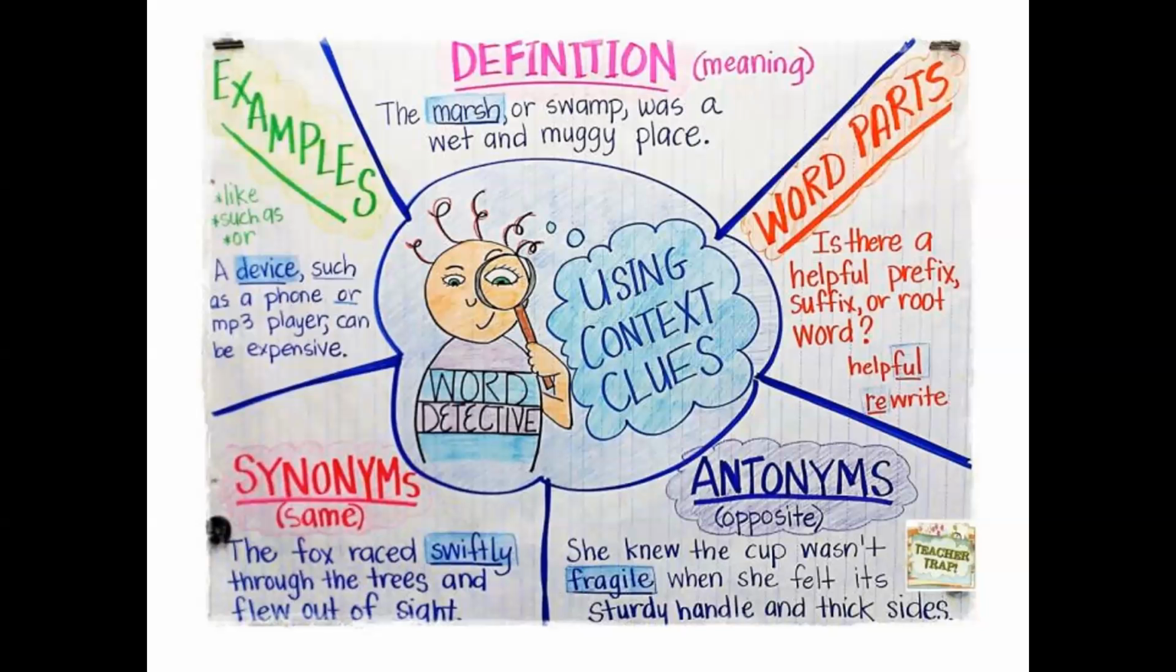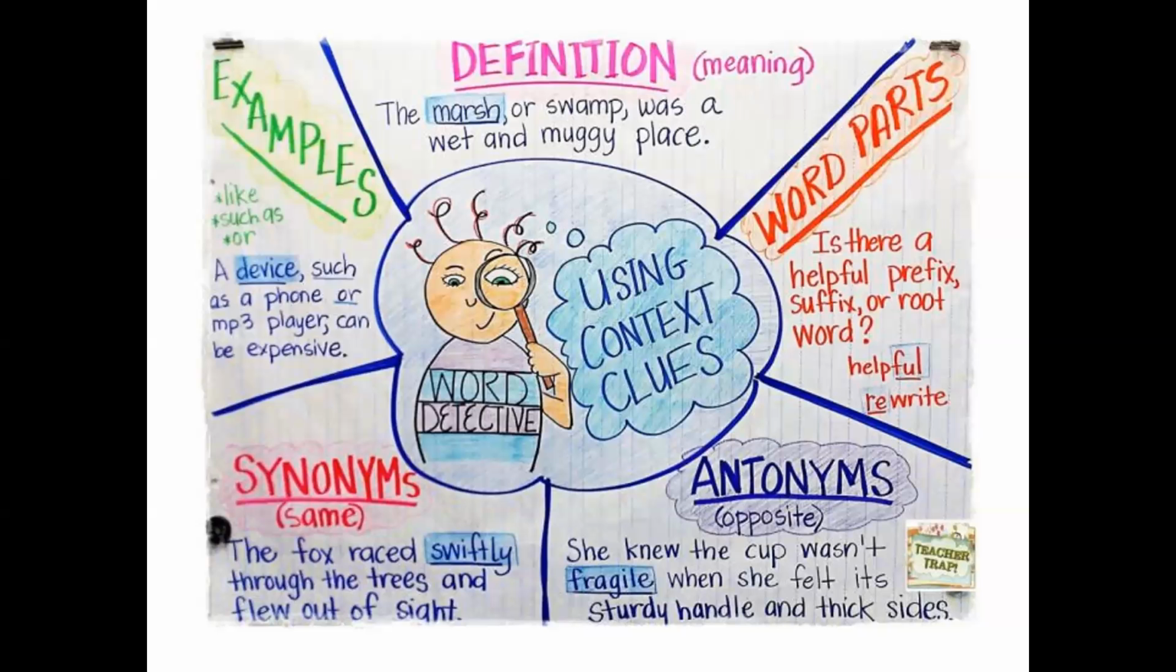So if it wasn't fragile, but it had a sturdy handle and thick sides, that means fragile must be the opposite of that. Therefore, fragile must be not sturdy, not able to handle thick sides, or fragile must mean easily broken, right? So when we think about how antonyms are used, we understand that sturdy is the direct opposite from fragile. And she's saying her cup wasn't fragile because it was sturdy. So we understand that fragile must then mean not sturdy, right?